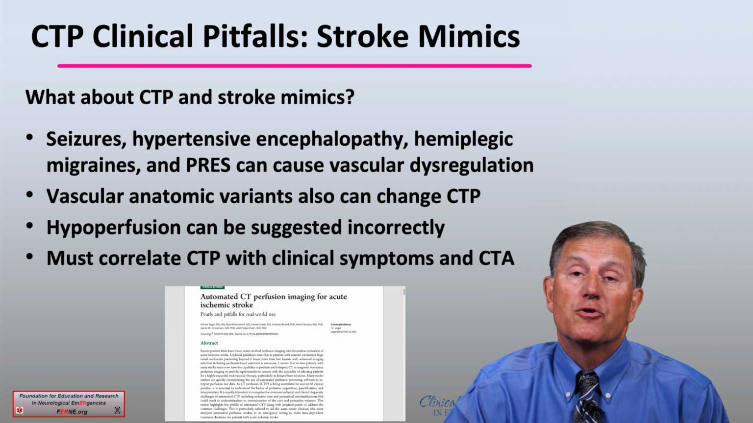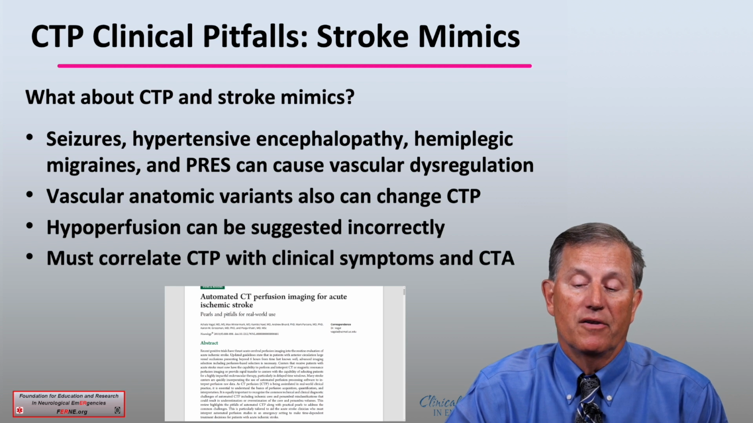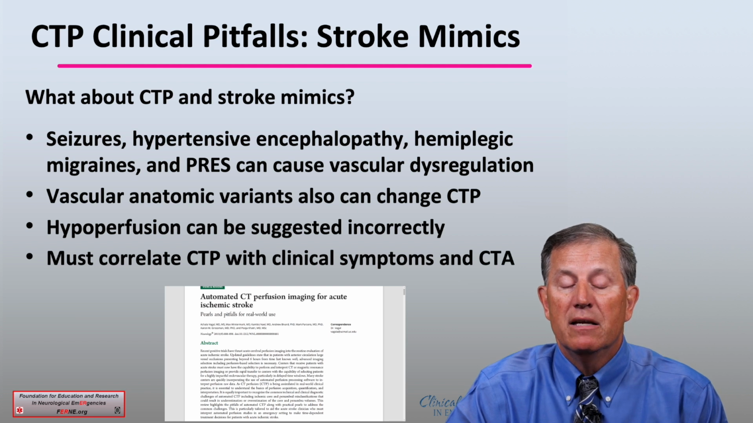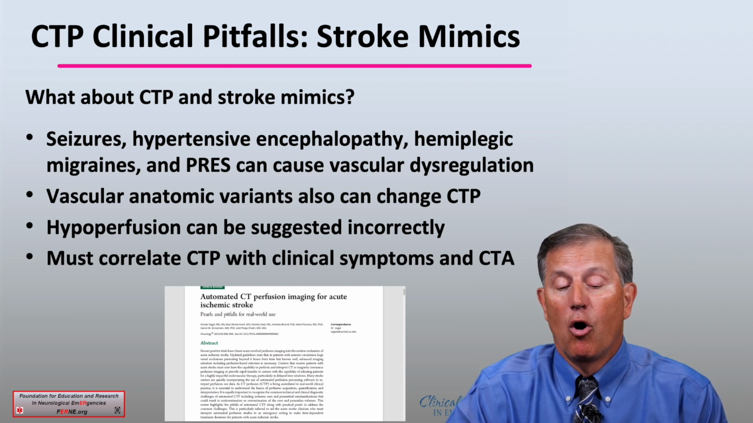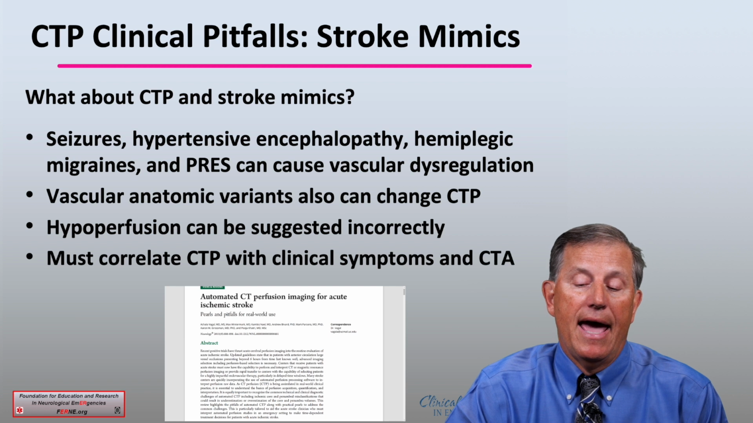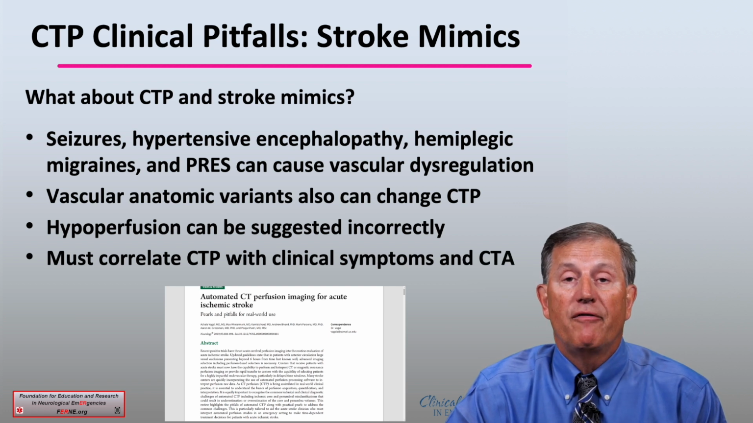We know that seizures, hypertensive encephalopathy, hemiplegic migraines, and PRES syndrome all can cause vascular dysregulation. And we know that variants can also cause changes in CT perfusion assessments. We know that hypoperfusion can be suggested or overcalled incorrectly. And you have to correlate your CTP with clinical symptoms and your vascular findings on CTA.